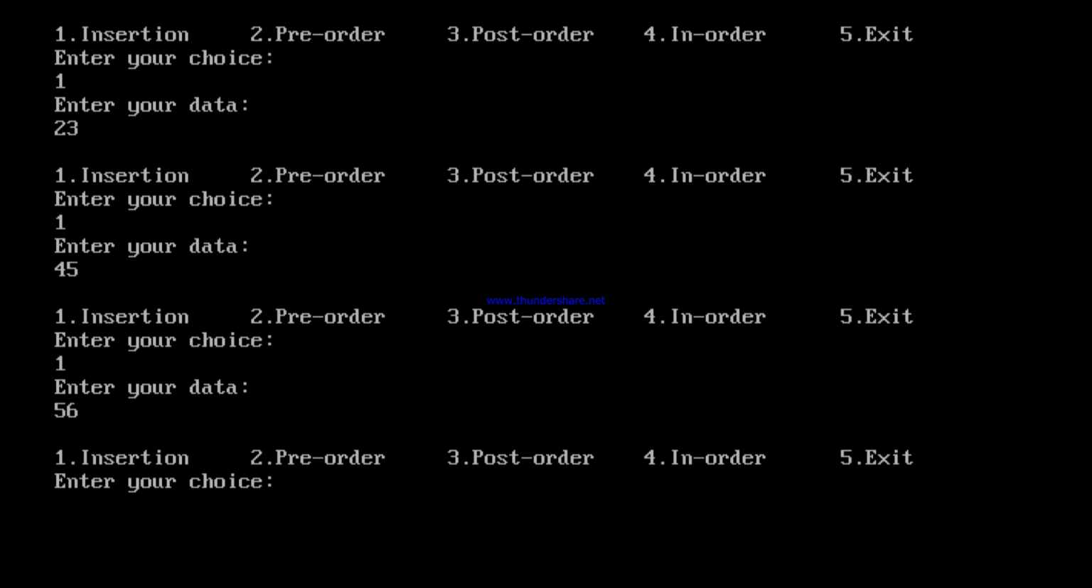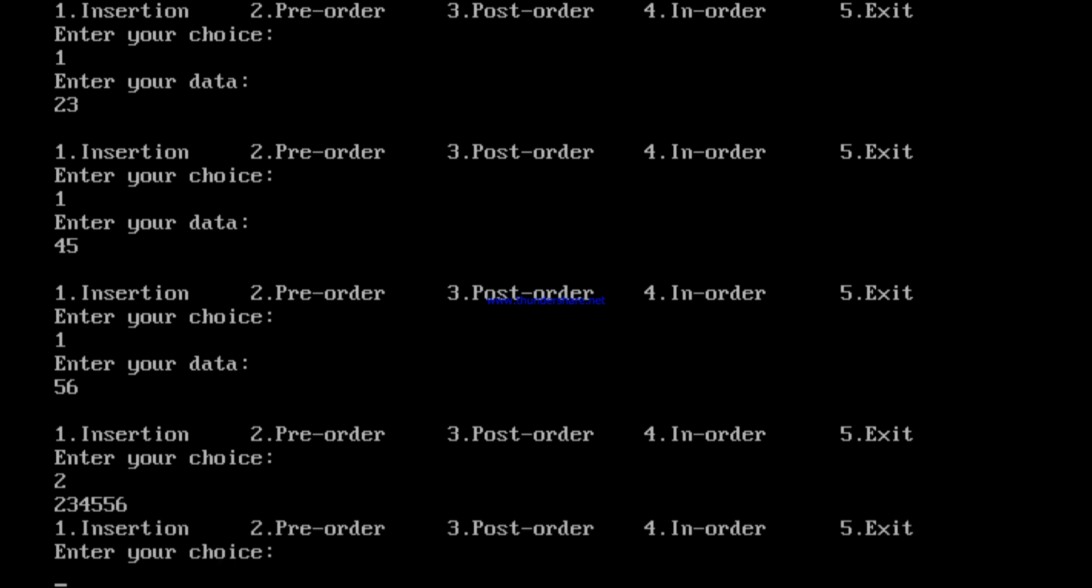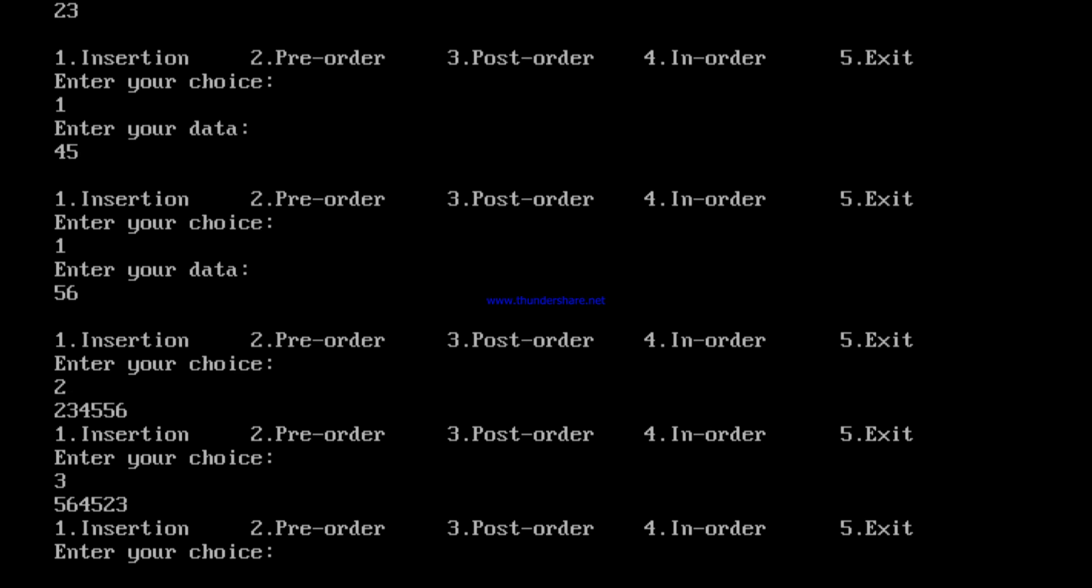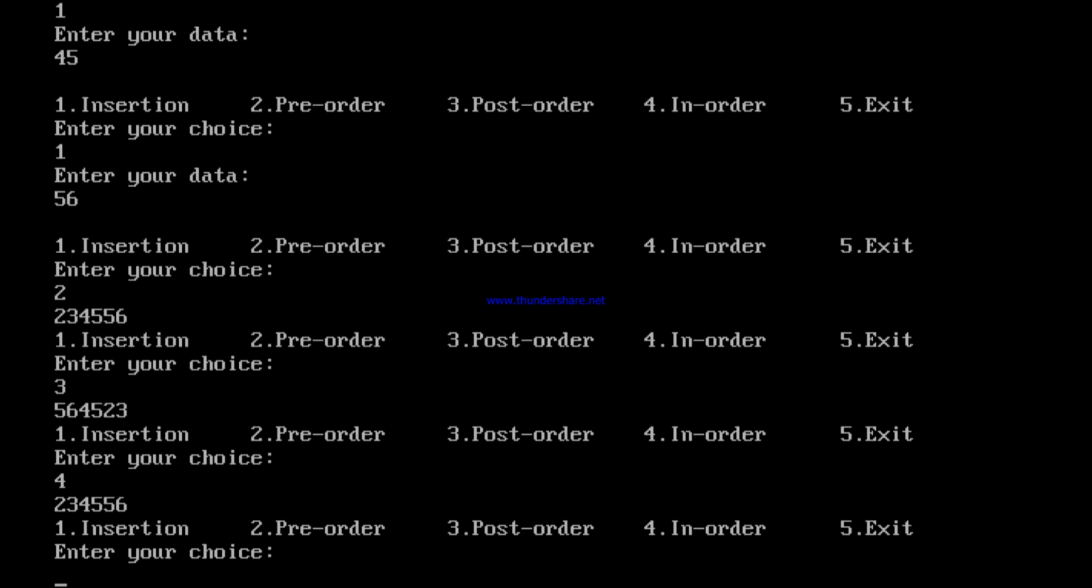Now I'll give pre-order. Okay, so you can see here 23, 45 and 56. Pre-order means first of all the data, then the left and then the right. Then I'll give post order, so 3. Post order gives 56, 45 and 23. Post order means first the left and right and then the data. Then I'll give the fourth one, that is in order, so first the left node, then the data and then the right, so 23, 45, 56. Then I'll give 5, so I'll exit.